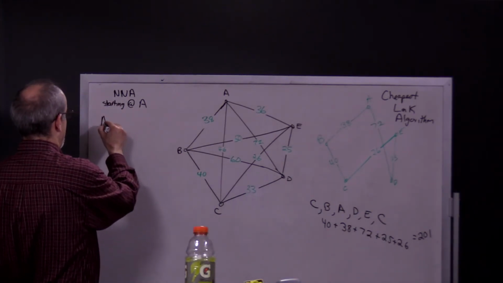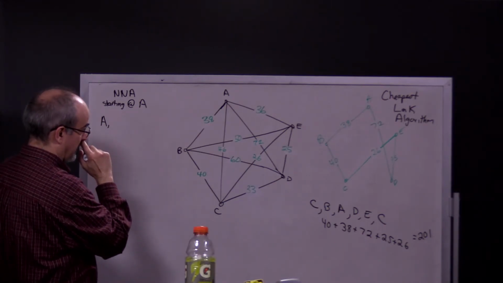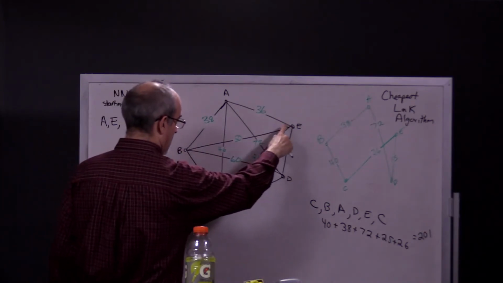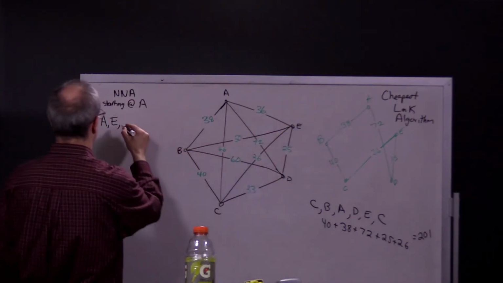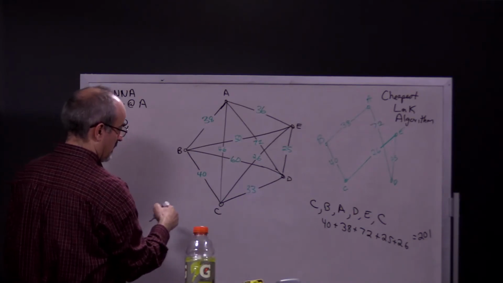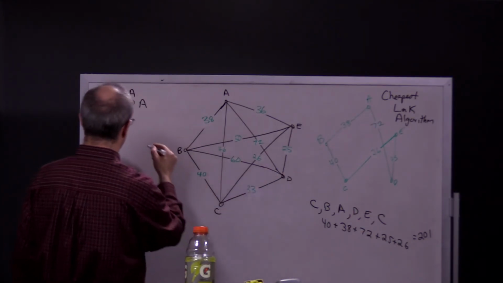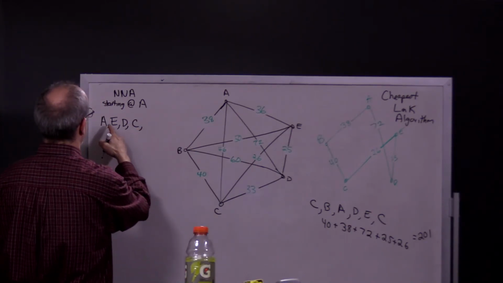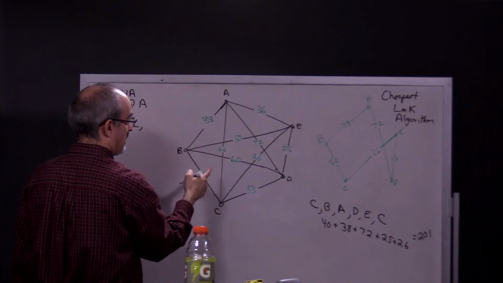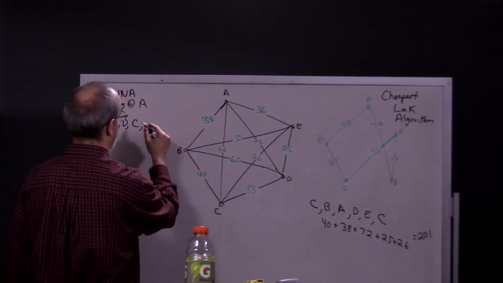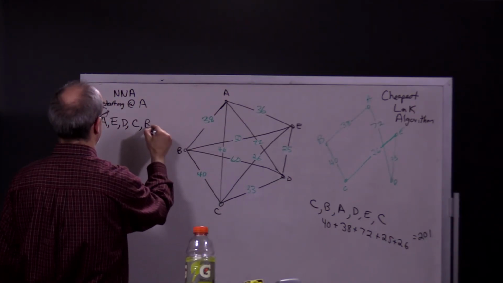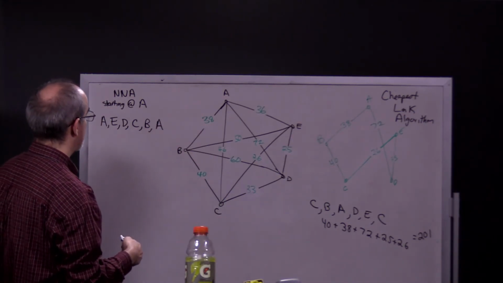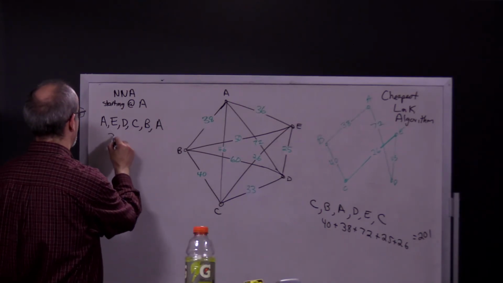So we're starting at A. Okay, so we're going to go from A to E. From E to D. D to C. Then we haven't been to B yet, so you have to go to B. Then you have to go back to A. Right? Let's see what that looks like as far as the weight.